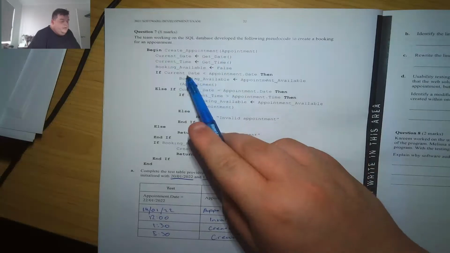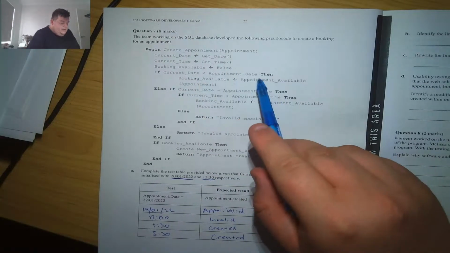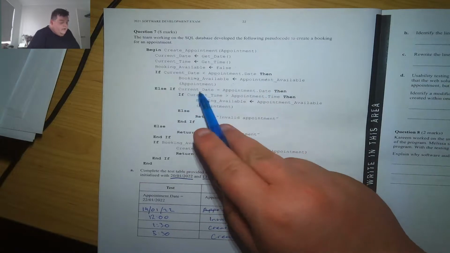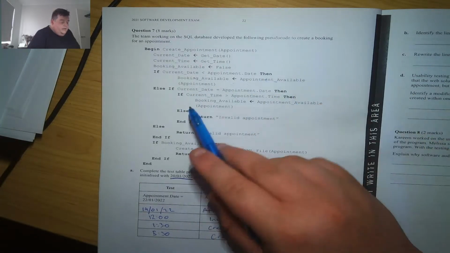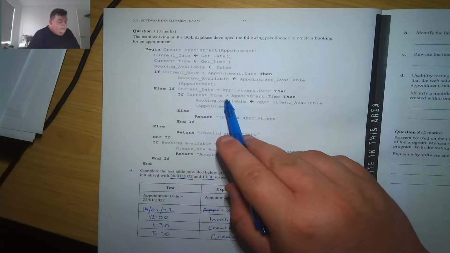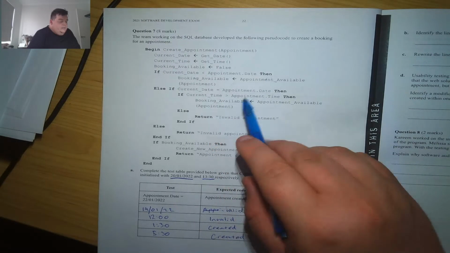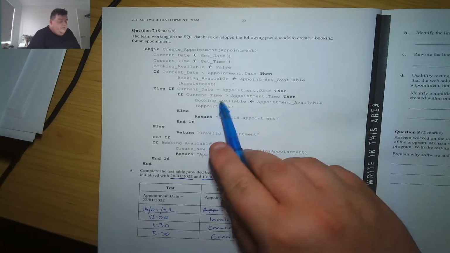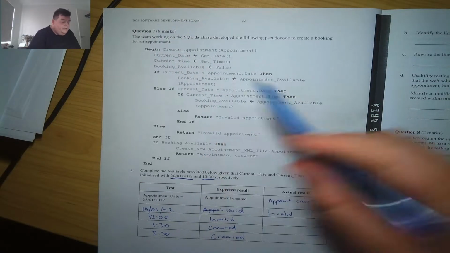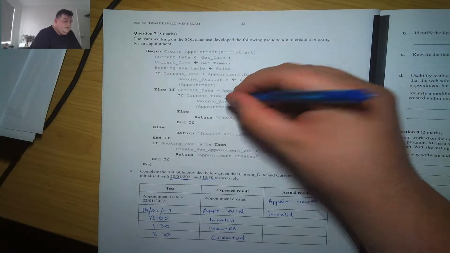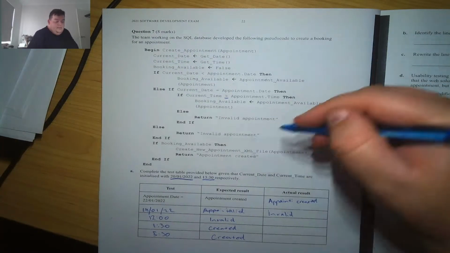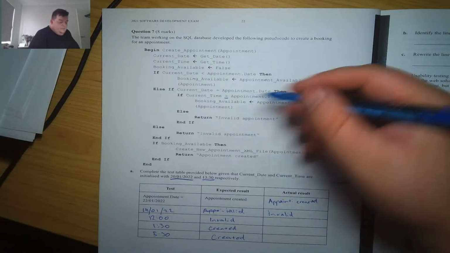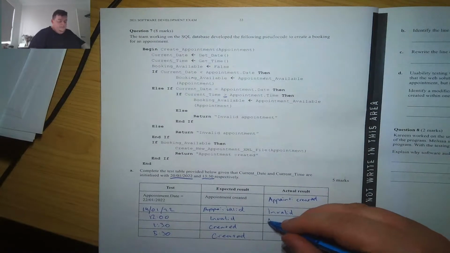12 o'clock on the day of. So if the current date is less than the appointment date, which in this time it's going to be the same date, so that's not true. If current date is equal to appointment date, then if current time is greater than the appointment time, then booking available. So I think this is the error here, because you want the current time to be less than the appointment time, right? So this is going to all be reversed. So this is going to be appointment created.